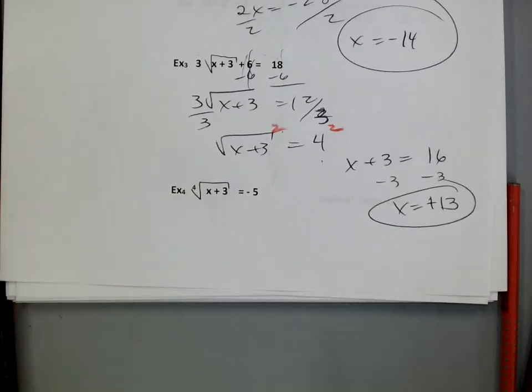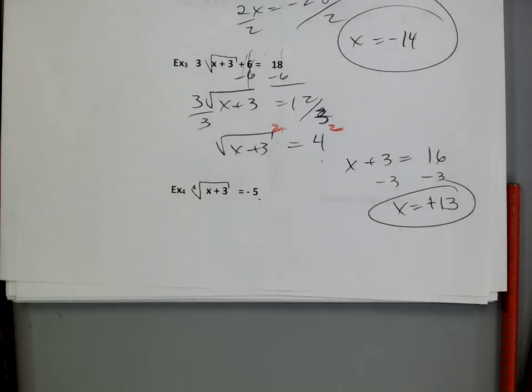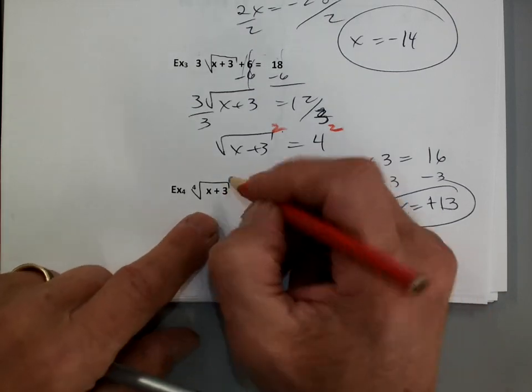Okay, number 4. Automatically, I know that it's not going to work. I know it because you cannot have a fourth root of a negative number. But if you didn't know that, let's just try and check it. I'm going to show you where sometimes it does not work, okay?